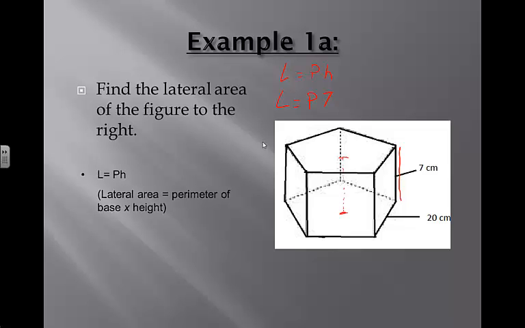Our perimeter is what all these sides add up to be. If this is 20, then this side's 20, this side's 20, this side's 20, and this side's 20, or 20 times 5, which is 100. So that's why we get lateral area equals 100 times 7. The lateral area equals 700, and there you found the lateral area of a cylinder. So hopefully you see it's not that difficult.